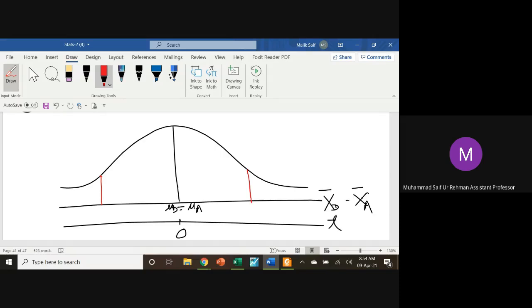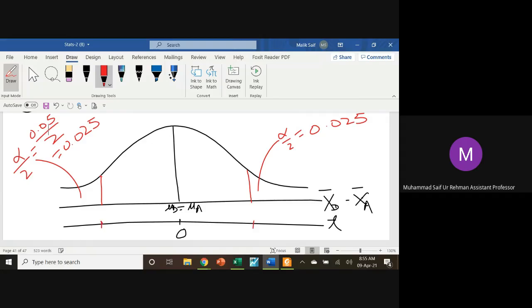Now, as it is two-tailed, you have to use the level of significance as alpha by 2, and here again, alpha by 2. So alpha is 0.05 in this case, so 0.05 divided by 2. The answer is 0.025. Similarly, in this case, 0.025 will be the value for the rejection region. So now you have to find out the critical values.